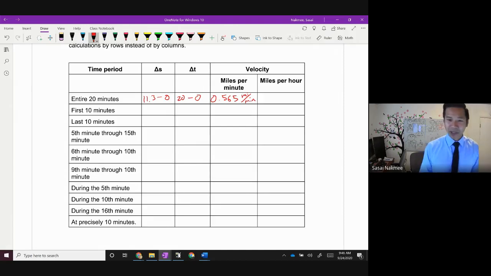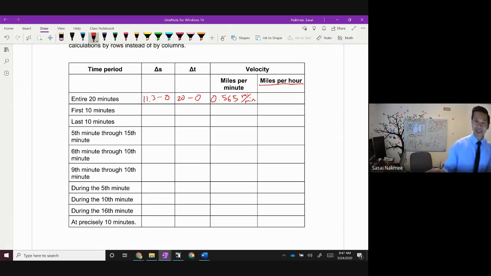And that's a weird unit, right? We don't really deal with miles per minute. Traditionally, when you're driving in your car, you're dealing with what? Miles per hour, right? So how do I convert this thing? This is 0.565 miles per minute. Do you guys know how to convert that into miles per hour? What would I do to convert miles per minute into miles per hour? Any ideas?